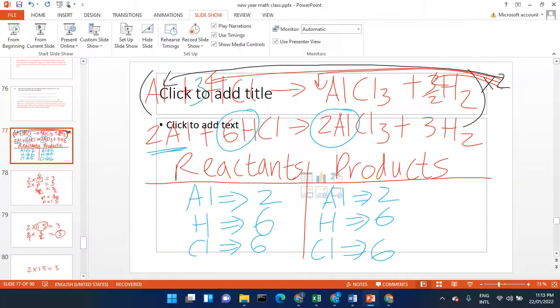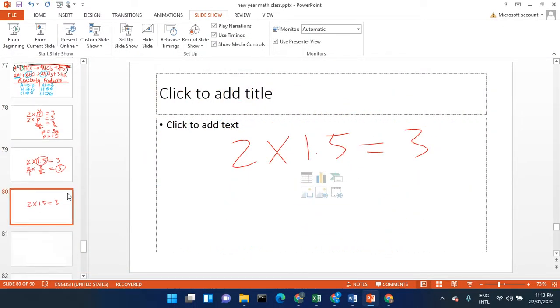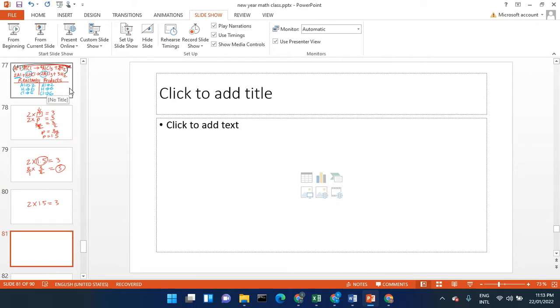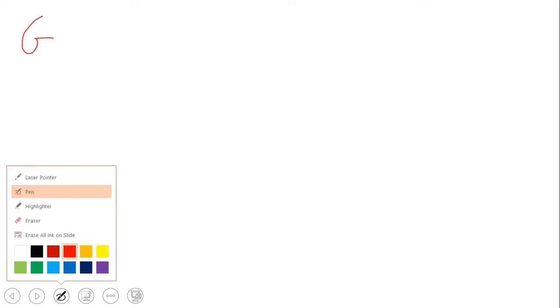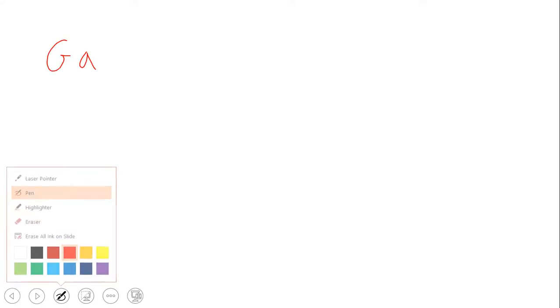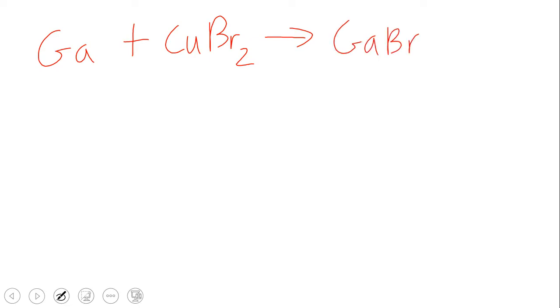Okay, so let's do another one. So let's say, for example, we had Ga plus copper, Cu, and let's say we have that with Br2, and that produces GaBr3 plus Cu.